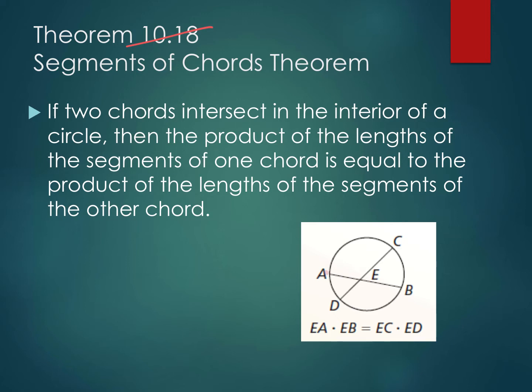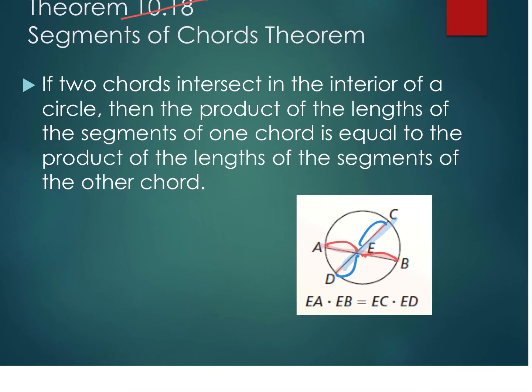So again, you have chord AB here, broken up into this little piece and this little piece. And then you also have chord CD here, which is also broken up into two little segments. Let me add some numbers into this because the chords here are not congruent, but their products are. Again, this picture is not drawn to scale. So let's say AE is 4, EB is 6, DE is 2, and CE is 12.